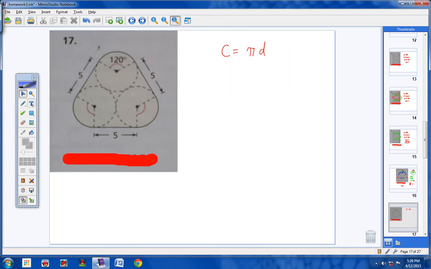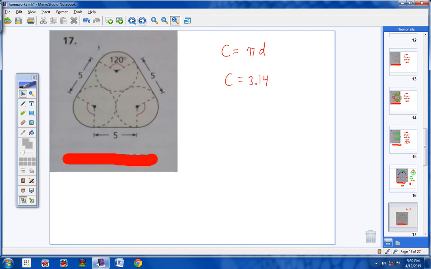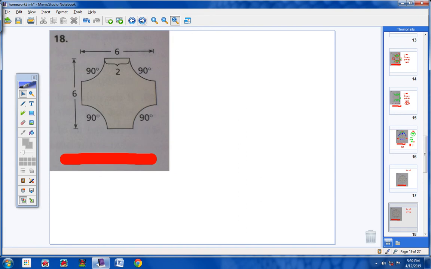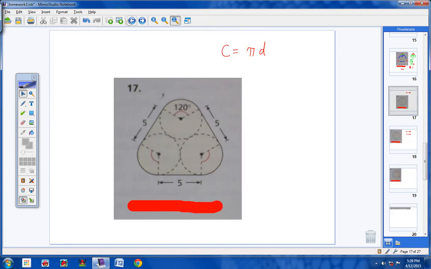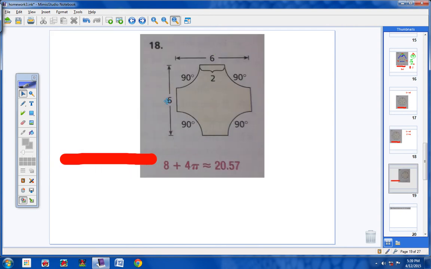Now again, students, same type of problem. Same thing all over again. Did I work this one out already? I didn't think so. Okay, all right. All right, here we go. Now, number 18. Now, we're going to find the perimeter around this figure.